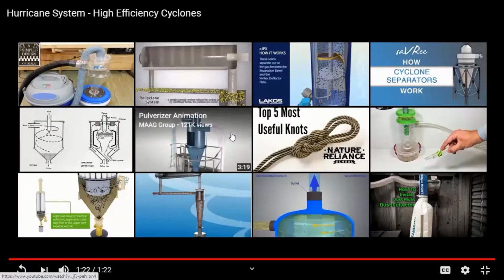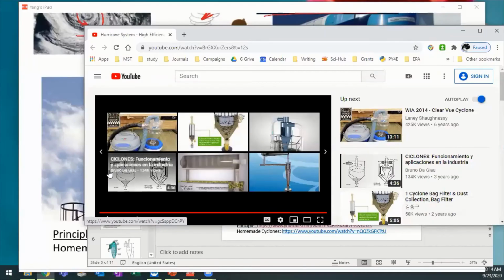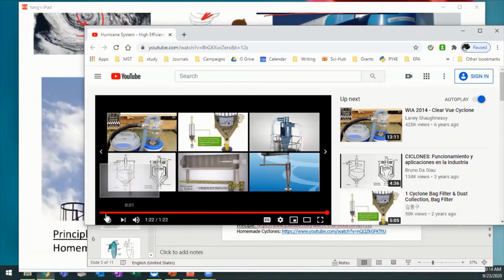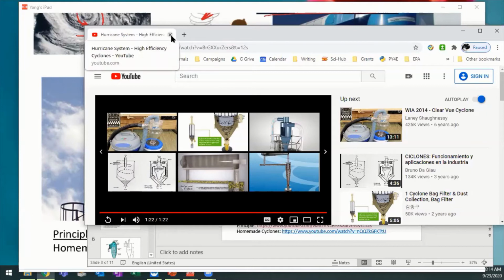Okay, so this is a commercial for a cyclone system, and they call it hurricane or tornado or typhoon. Basically, in industry we generally call them cyclones. You see the major mechanism is that the larger particles, because of their larger mass, get spun outside, right? So finally, you can collect them.